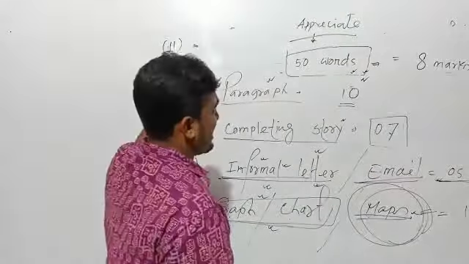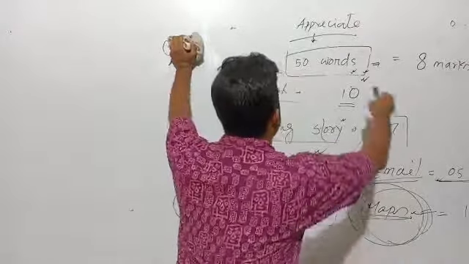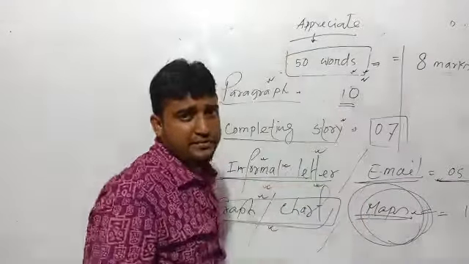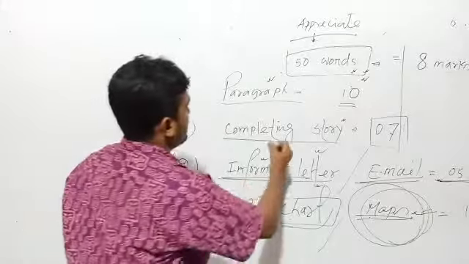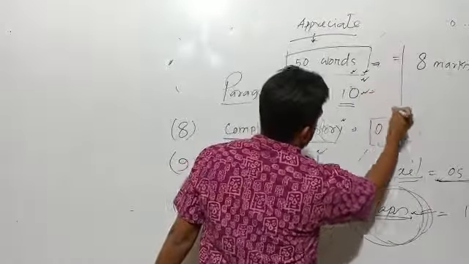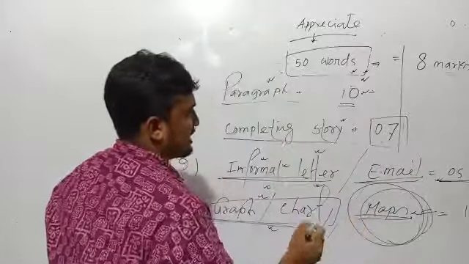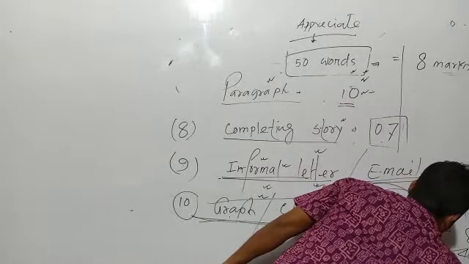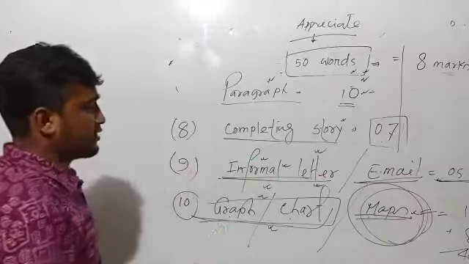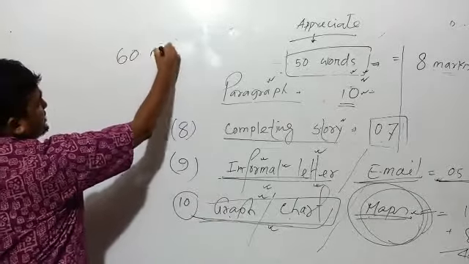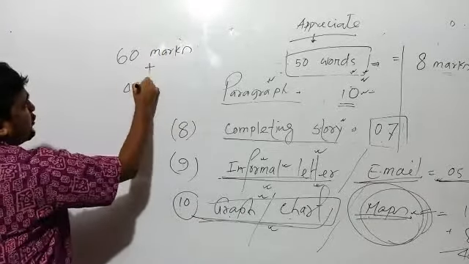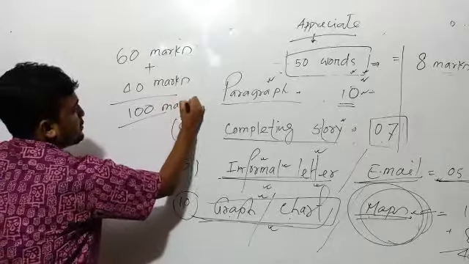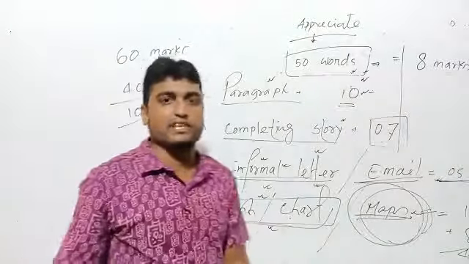Okay? And how many marks that we have already found here in the part 2? 40 marks. 40 marks here. Okay? Paragraph 10 plus 7 plus 5 plus 10 plus 8 is equal to 40 marks. 40 marks. Okay? And 60 marks plus 40 marks is equal to 100 marks on the topic of first paper.